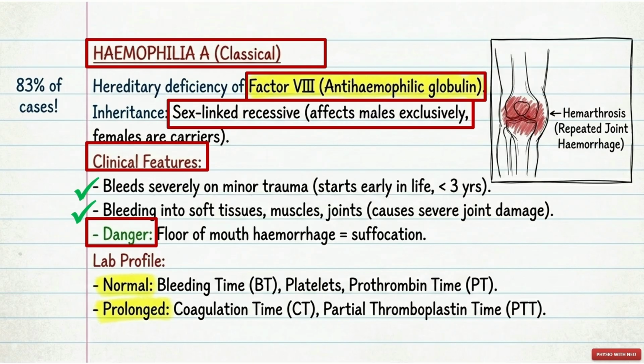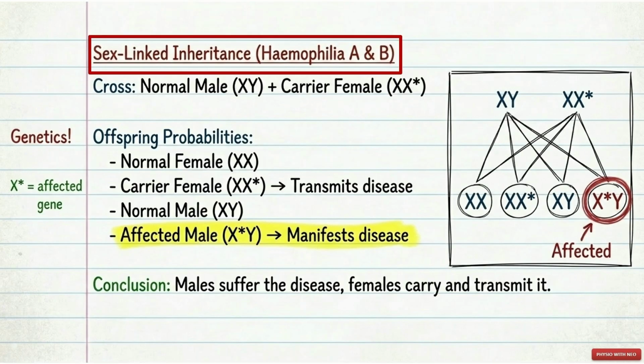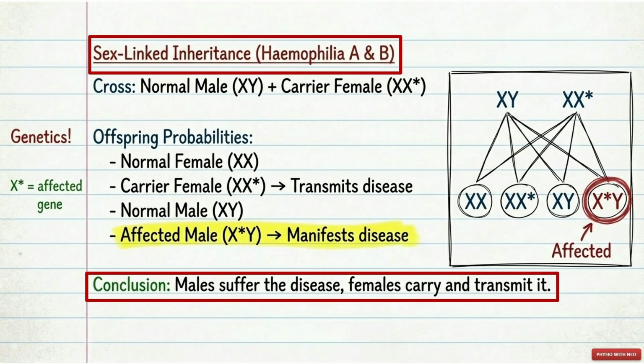How is the lab profile in hemophilia A? Here, the bleeding time, platelet count and prothrombin time are normal, whereas clotting time and partial thromboplastin time are prolonged. Now let's see the sex-linked inheritance of hemophilia A and B. You can draw this diagram to show how the males are affected. Remember, the males suffer the disease and the females carry and transmit it.